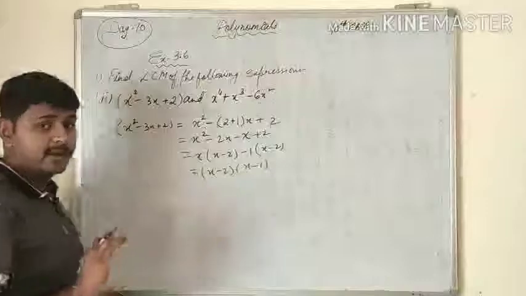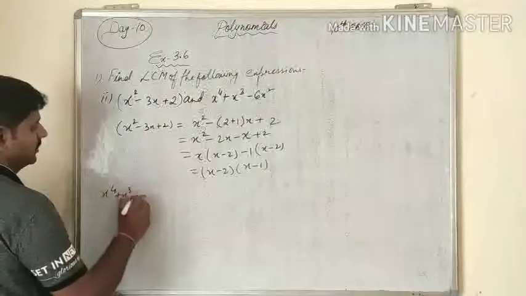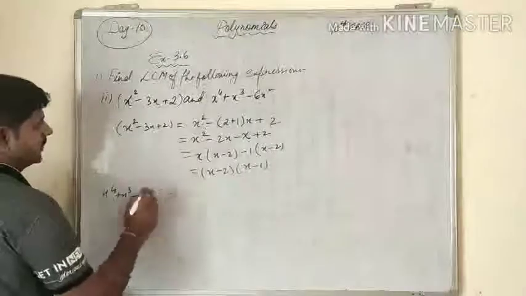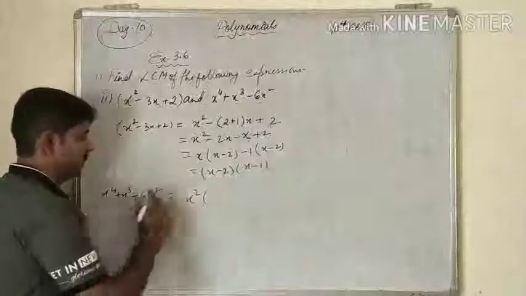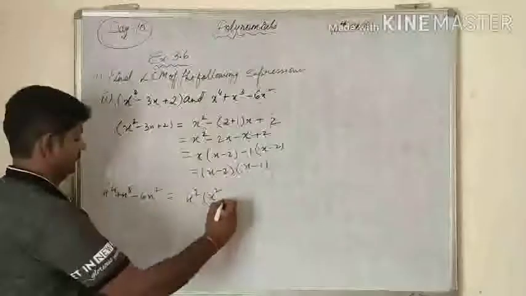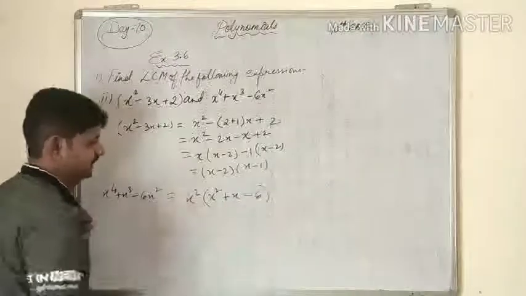We got these factors. Now the second is x raised to 4 plus x cube minus 6x square. If we take x square common, there will be x square times x square plus x minus 6.